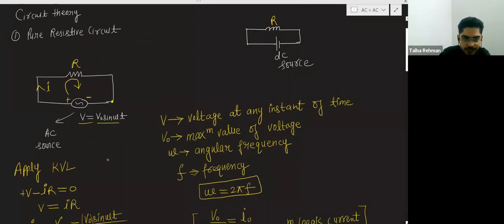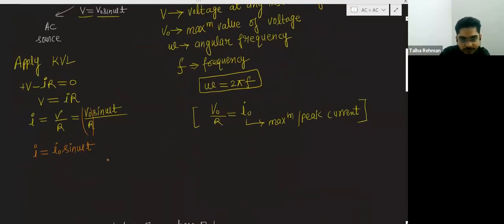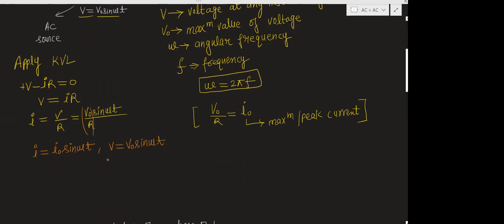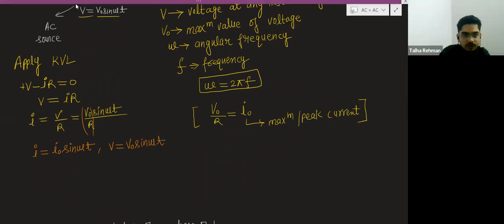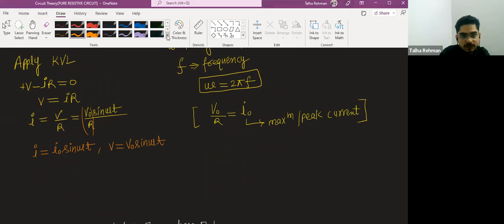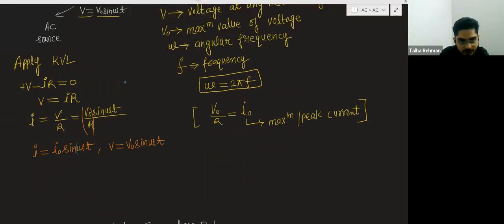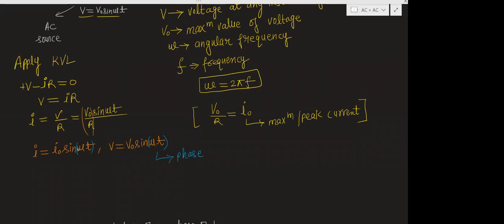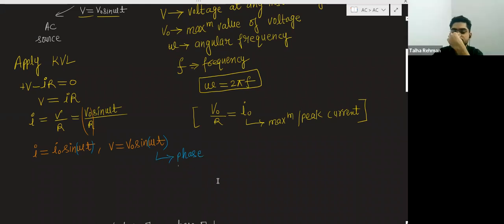Now see what is the equation of the voltage. V is equal to V naught sine omega t. Now see this. What is omega t? This omega t is some angle. So this angle with sine is known as the phase. Phase angle, you can say.